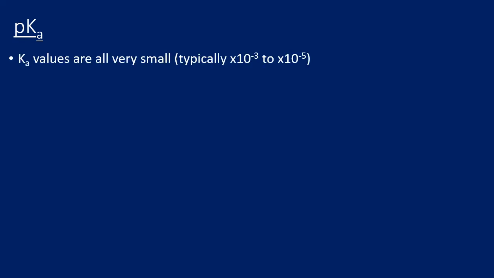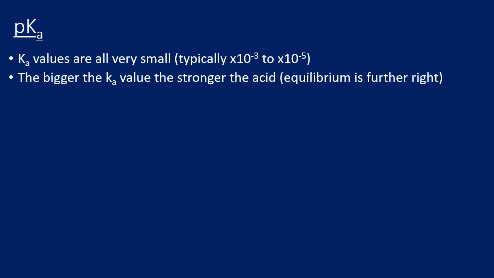Right, so a couple of questions ago, we came across pKa, so I'm just going to formally explain this now. Ka values are very small, typically 10 to the minus 3 to 10 to the minus 5, which is quite a big range of very small numbers. The bigger the Ka, the stronger the acid, because it's an equilibrium constant. The higher the equilibrium constant, the further to the right the equilibrium lies, and therefore the stronger the acid, because it's dissociating further.